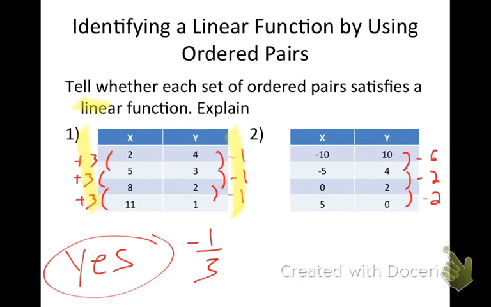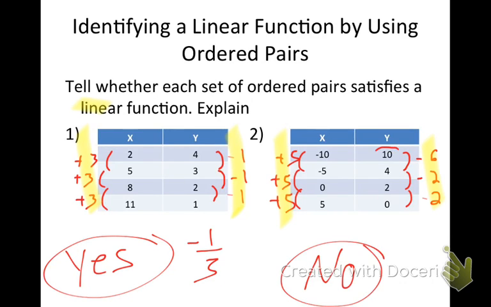Okay, let's check my x's now. Negative 10 to negative 5, I have 5. Negative 5 to 0, 5. 0 to 5, 5. So I'm looking at my x's. Are my x's good? Are my y's good? No. So is this a linear function? No, sir. What value would 10 have to be replaced with in order for that to be a linear function? 6. Yeah, 10 would have to be a 6 in order to be a linear function there, right?